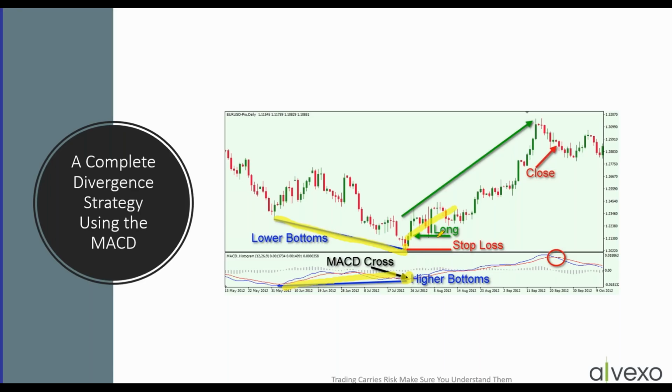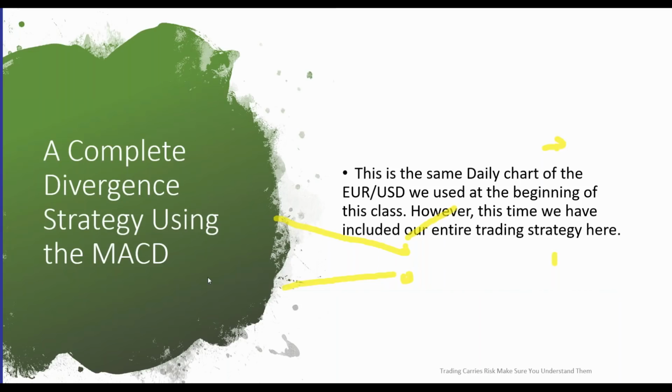We would enter long, we would place our stop loss at the bottom of the lowest candle at the point of the divergence, and we would look for our close point, where we would close our trade when the MACD line and signal line crossed over in the opposite direction. So here we go. And that's the whole MACD strategy in a nutshell. It's not that complicated. You need to practice to get it down pat because there's more to it.